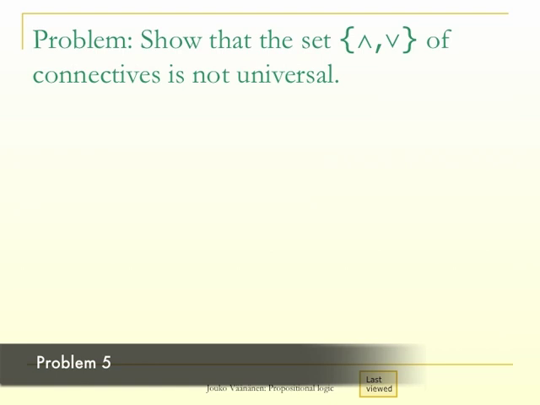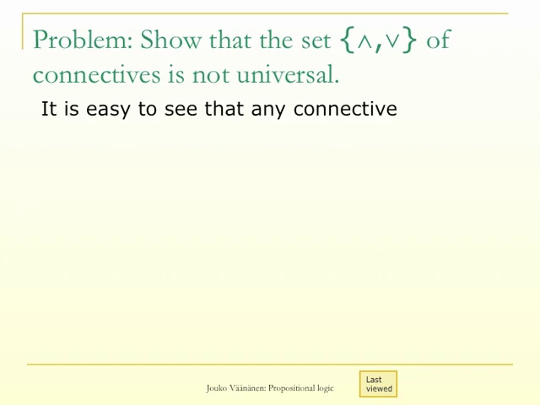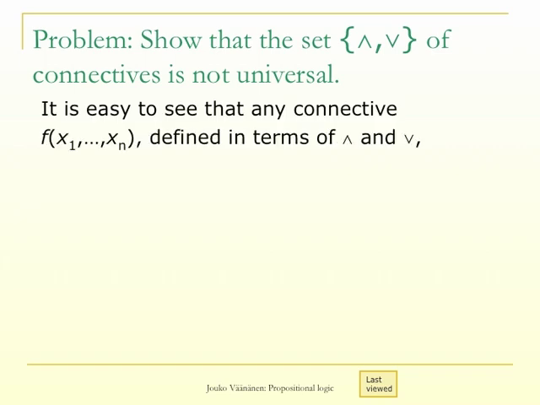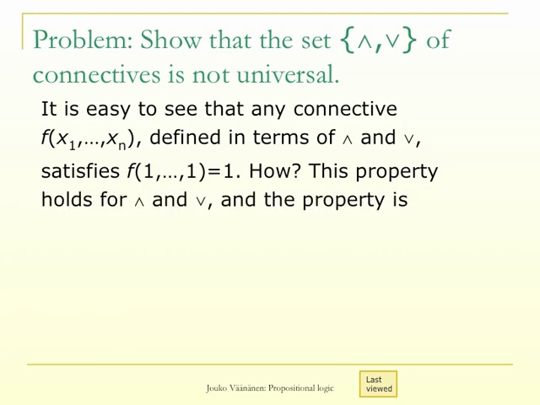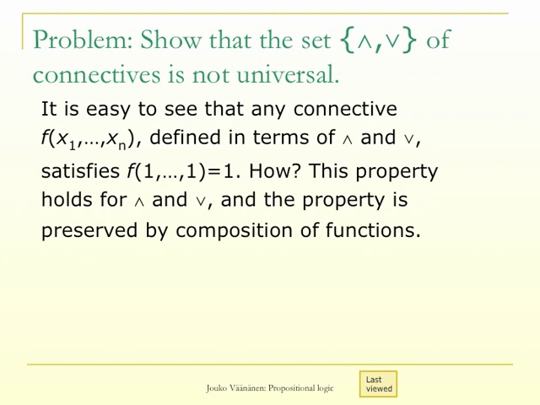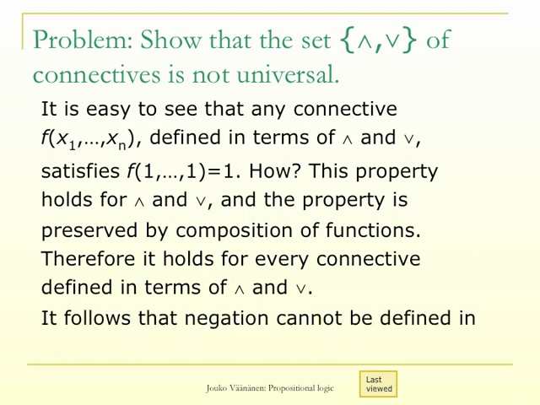Show that the set conjunction, disjunction of connectives is not universal. It is easy to see that any connective f of x1 down to xn, defined in terms of conjunction and disjunction, satisfies f of 1, ..., 1 equals 1. How? This property holds for conjunction and disjunction, and the property is preserved by composition of functions. Therefore, it holds for every connective defined in terms of conjunction and disjunction. Thus, it follows that negation cannot be defined in terms of conjunction and disjunction.